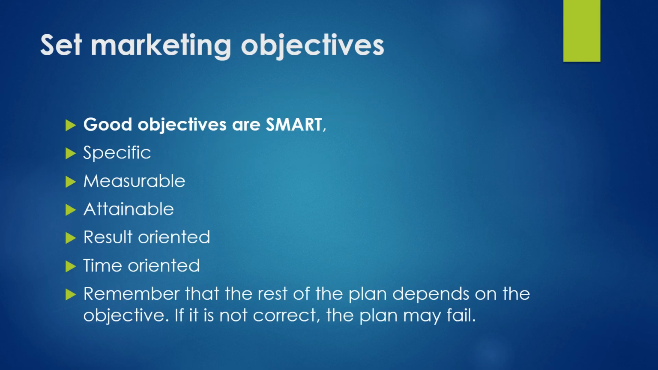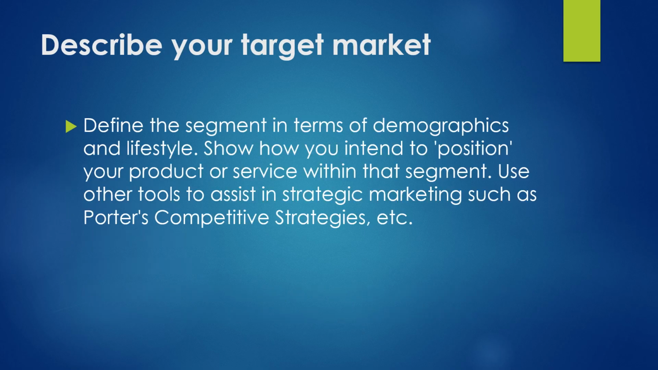The second step is to set marketing objectives. Good objectives are SMART, meaning specific, measurable, attainable, result-oriented, time-oriented. If you are not able to set objectives with these characteristics, remember that the rest of the plan will depend on the objective. If it is not correct, the plan may fail. Then it is important from the start to have good objectives.